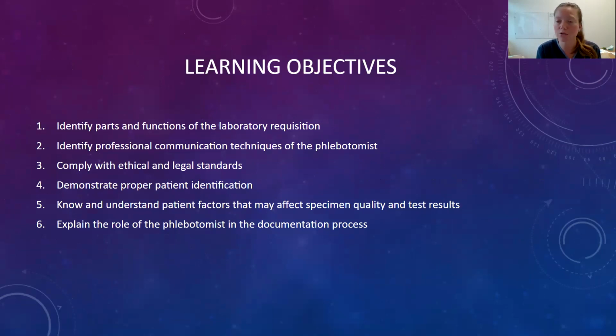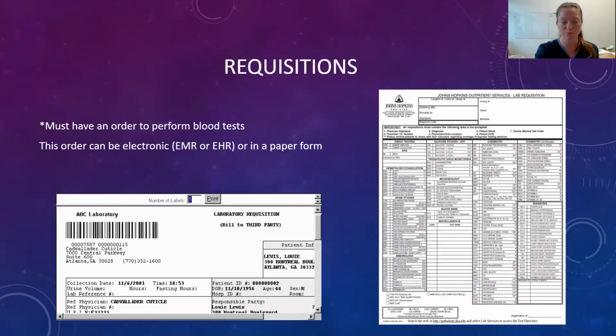We want to also know and understand some different factors that can actually affect both the specimen quality and test results. And some of these are influenced by the phlebotomist, but a lot of these are outside of our control, like environmental factors. And finally, we're going to talk about the role of the phlebotomist in the documentation process.